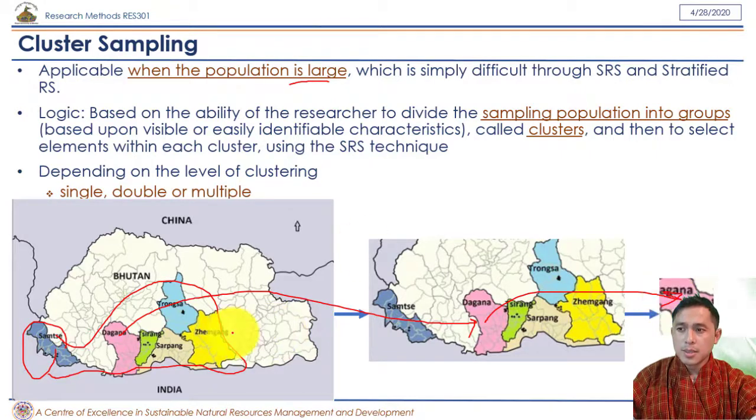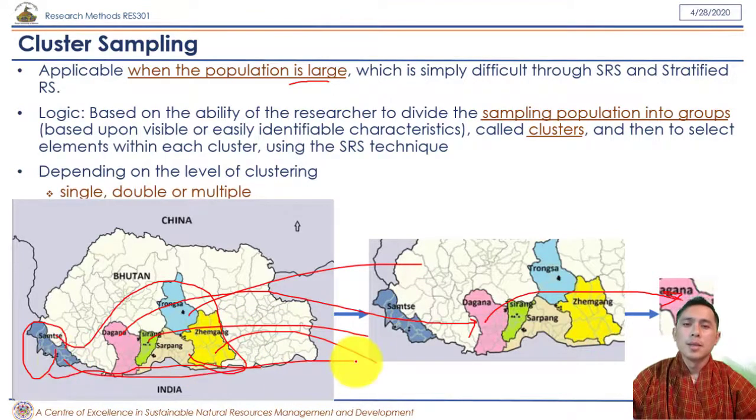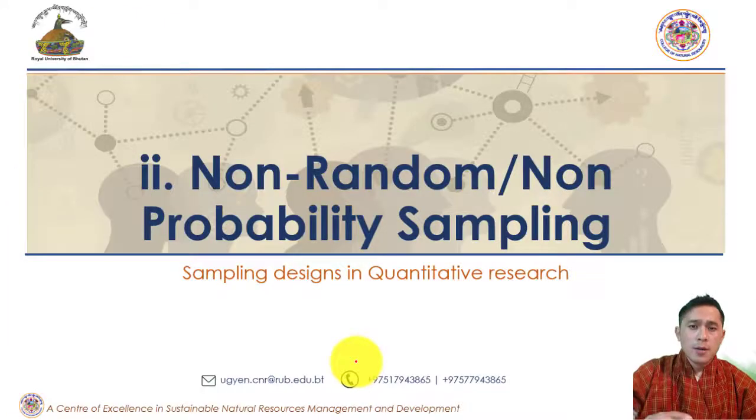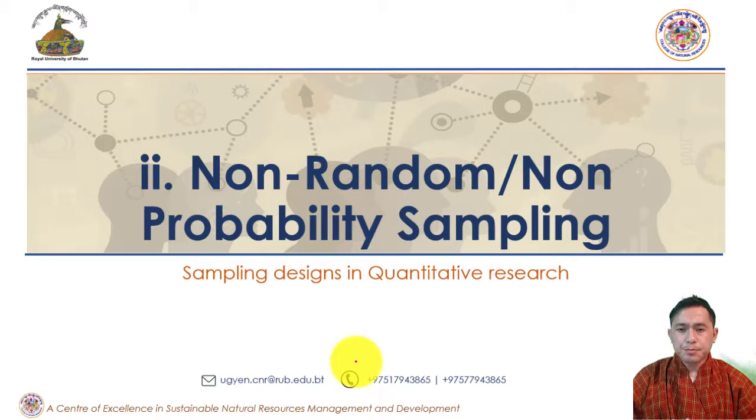And similarly for Trongsa, you can choose Sephu, you can choose a forest type, and in Zhemgang you can choose a forest type. And from there I can make my cluster sampling. So a very important thing to know about cluster is that it can be applied mainly in a large population or large area.